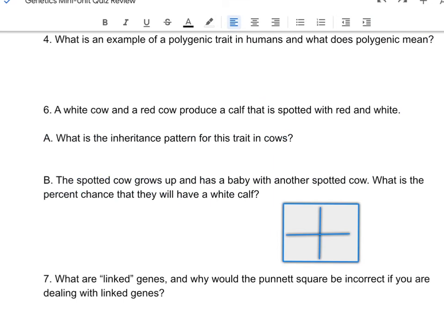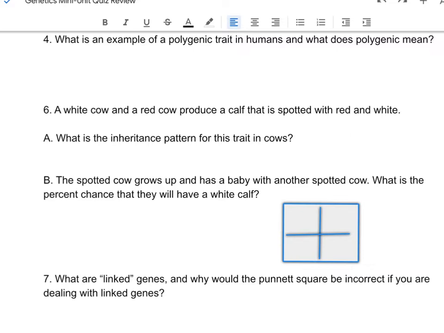Polygenic traits are just traits that are controlled by multiple different genes. So not multiple different alleles necessarily, but multiple different genes, probably in different places on different chromosomes. A classic example of polygenic traits in humans is height. There are a lot of different genes that contribute to height. Other polygenic traits include things like skin color or eye color.